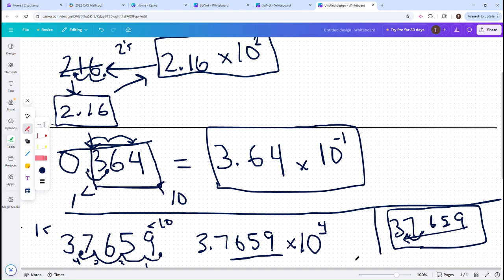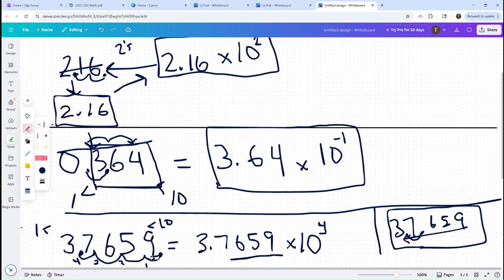10 to the 4th power is a 1 and 4 zeros. That's 10,000. 10,000 times this gobbledygook just moves the decimal 4 spaces that way, and you get 37,659. The math on this is easy because you're not computing or carrying or doing a lot. The only thing you're doing is adjusting the number, and we're working with powers here more than anything. Every time you move this decimal to the left, we've taken this number and divided it by 10.